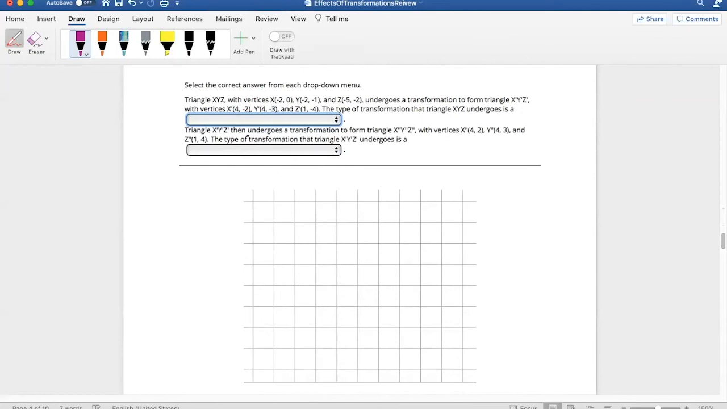All right, this one says triangle XYZ with vertices X at -2, 0, Y at -2, -1, and Z at -5, -2 undergo a transformation to form triangle X prime, Y prime, Z prime. And that ends up with the vertices at these locations. The type of transformation that it underwent was what? Wow, that's kind of difficult to just see without actually taking a look at the graph here. So let's go ahead and graph. What do those triangles end up looking like?